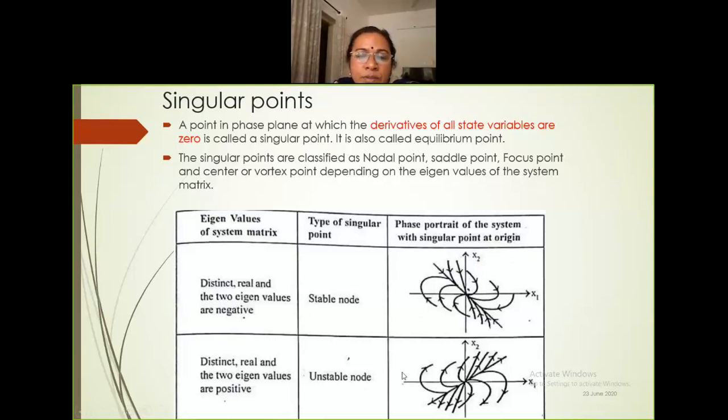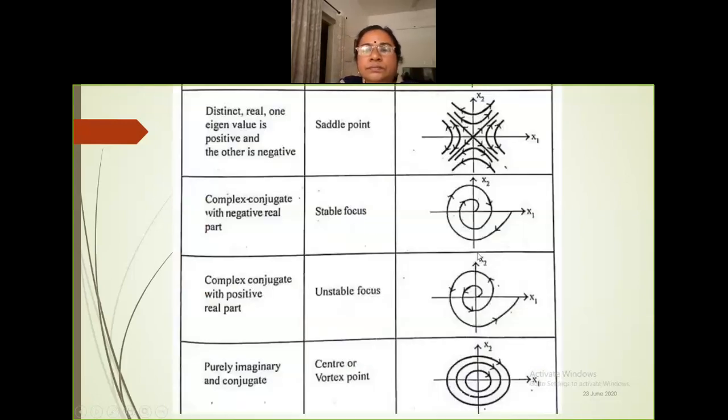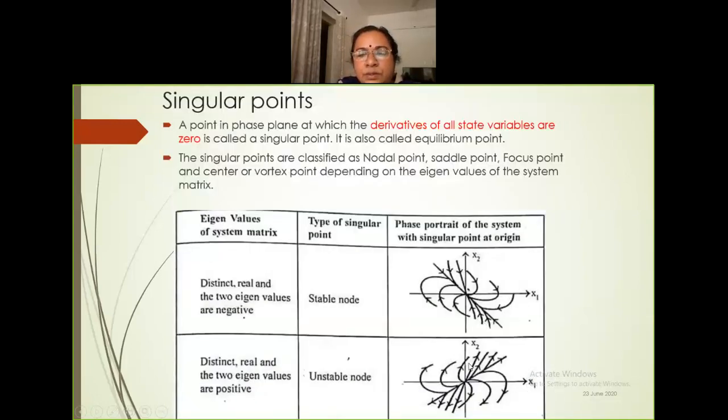How do you draw it? The roots are positive, so you take the first and third quadrant, this line slope. You can see the slope of this line. Then since it is unstable, the nearby trajectories all point outside. In the previous one it was going inside to the origin. In this one it is coming away from the origin. You can see that it is going away. So now you are familiar with the two nodes, stable node and unstable node.